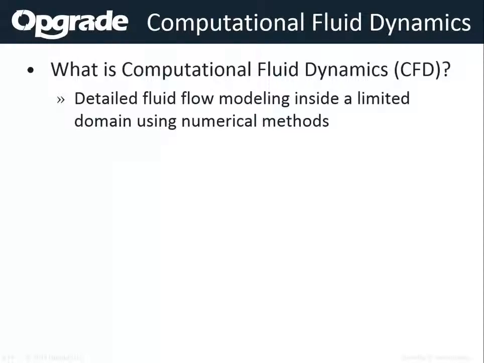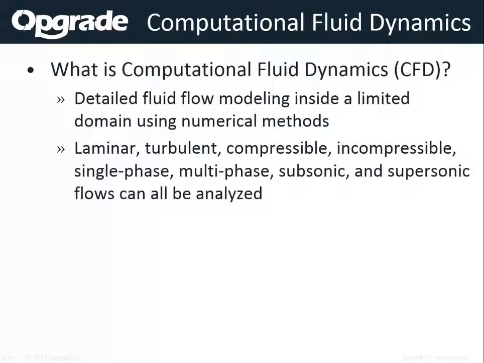So again, these domains are usually really pretty small. You're not even looking at a whole vessel. Usually you're looking at the top tray or a segment of pipe, a very limited domain, and it uses computers to solve flows. Laminar, turbulent, compressible, incompressible, single phase, the models are now good enough that they can model any of these, whatever you're trying to look at.